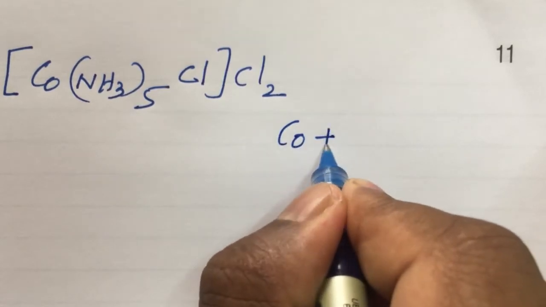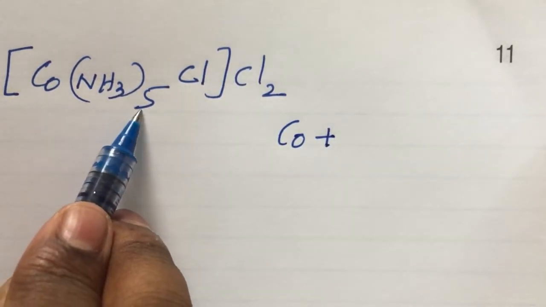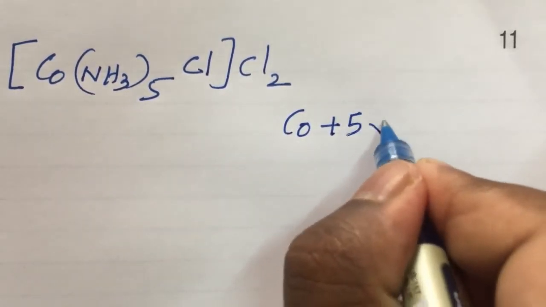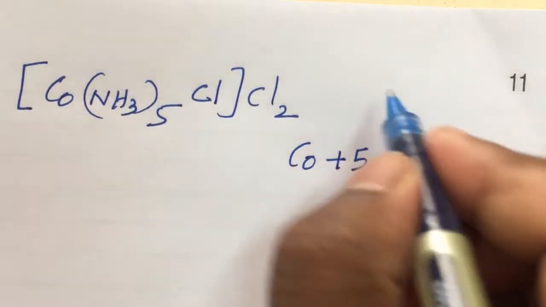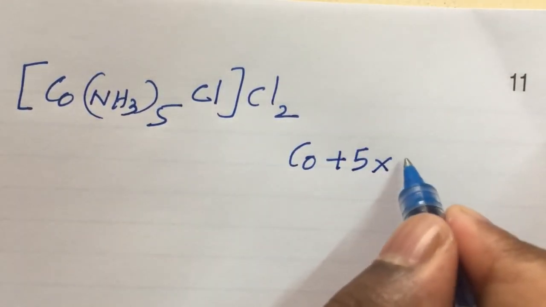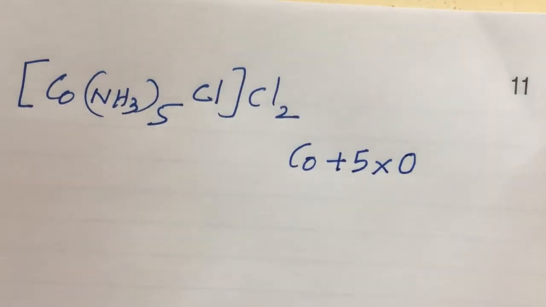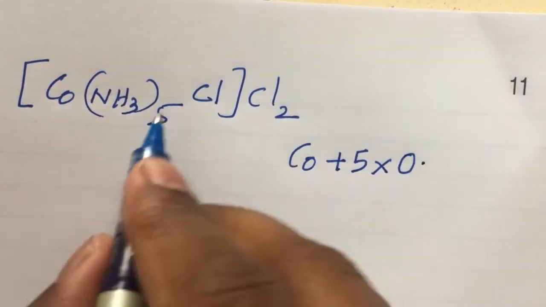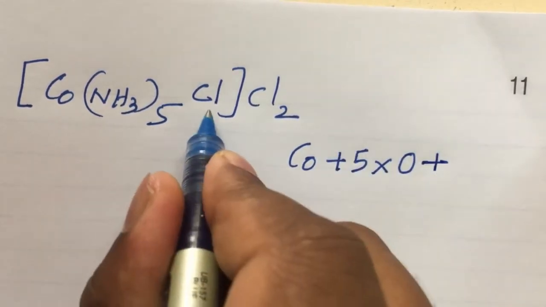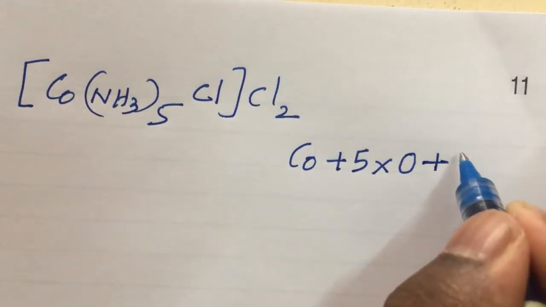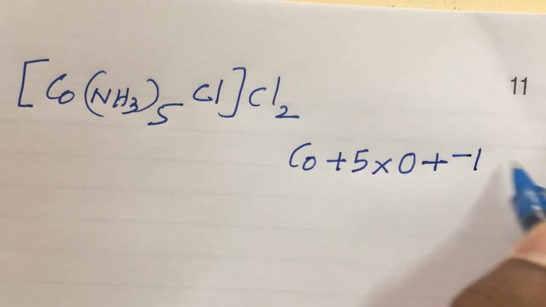Cobalt plus 5 into... Do you remember the charge of ammonia? What is the charge of ammonia? Ammonia is a neutral ligand, the charge of ammonia is 0. And this is why I said to make that table. Okay, 5 into 0, plus 1 chlorine. Chlorine charge is minus 1, so 1 into minus 1, minus 1.